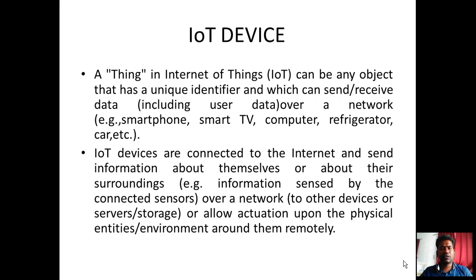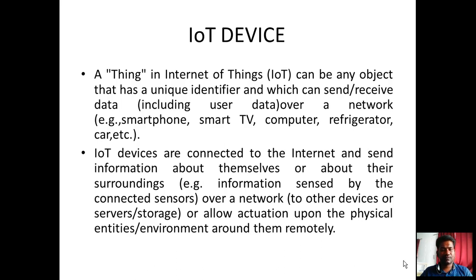Each and every IoT device has a unique identification. So every device having a unique identification means we can easily access the devices and apply any kind of application. It's easy to identify different kinds of IoT devices. A unique identifier, and it can send and receive data, including user data, over a network: smartphones, smart TVs, computers, refrigerators, cars, etc.